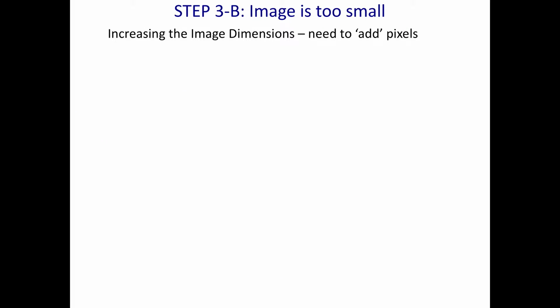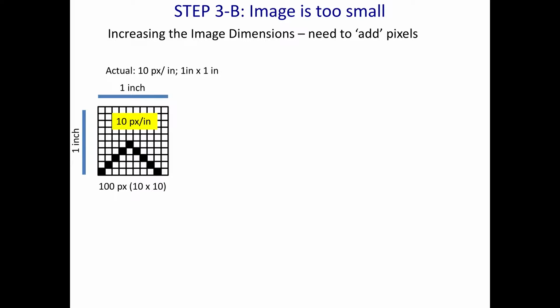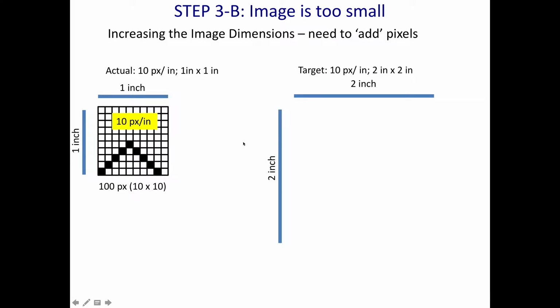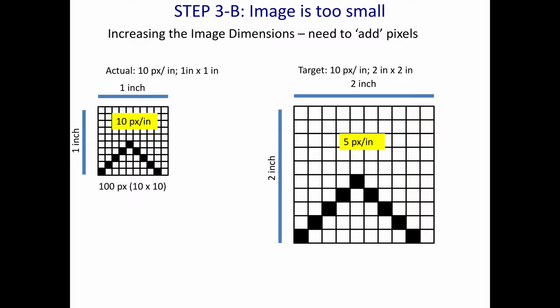So in that case, what we'd want to do is increase the image dimensions, but that means to keep the resolution the same, we'd have to add pixels. So in our example here, let's say we've got our 1 inch by 1 inch, 10 pixels per inch image, and we want to make it 2 inches by 2 inches and keep 10 pixels per inch. We can't do that because when we make this bigger, if we tried to drag it, it would reduce the resolution of the image. It would go down to, in this example, 5 pixels per inch.